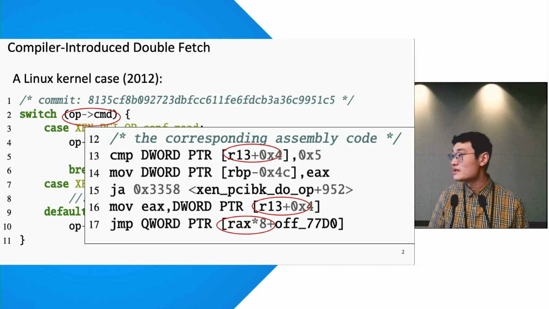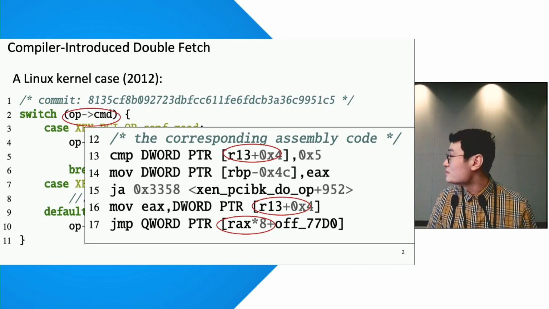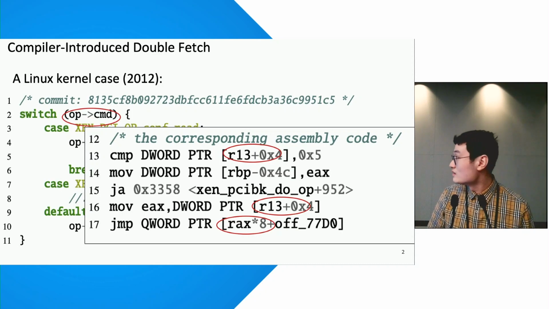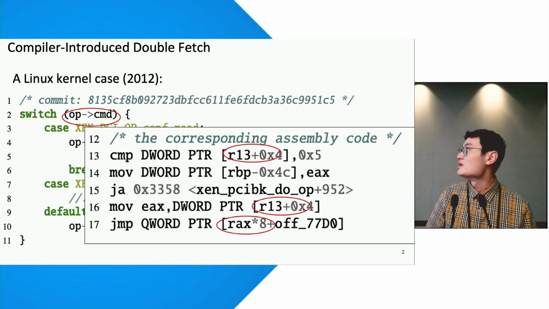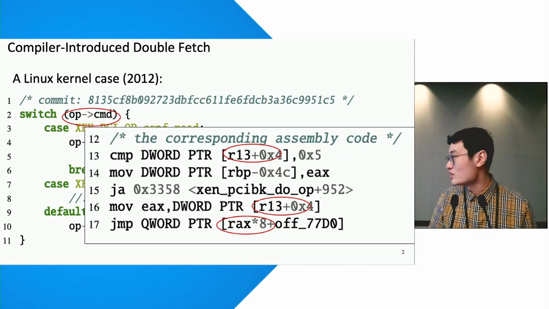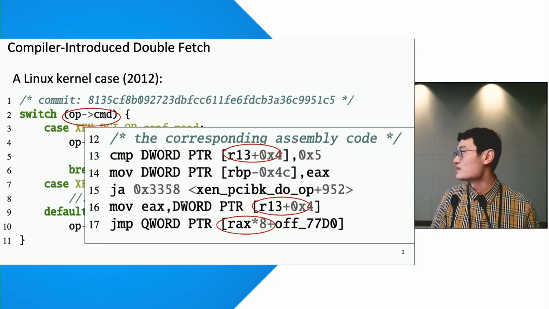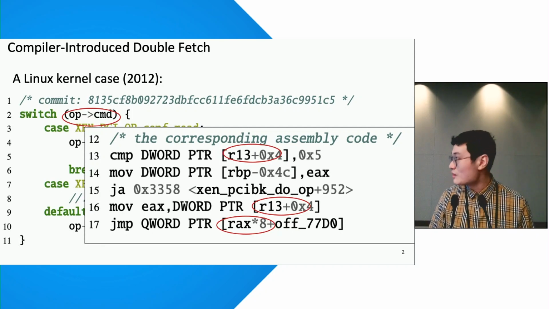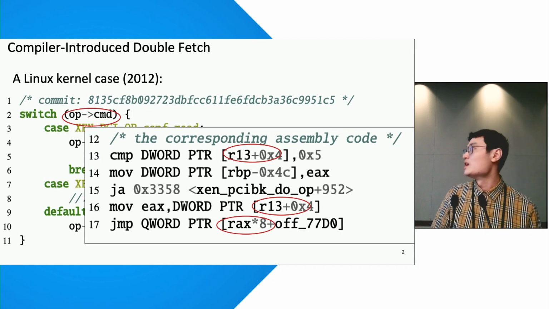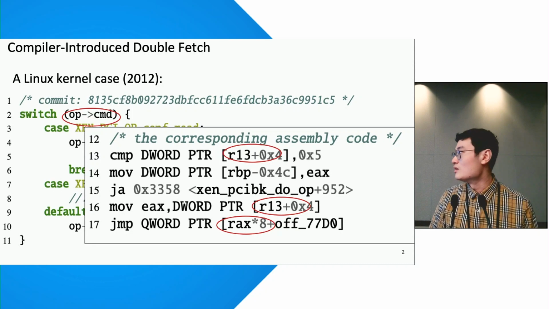In this case, the attacker may modify the object between the two fetches and hijack the indirect jump, as the jump address is calculated based on the second fetch. This double fetch bug is usually considered a concurrency bug, but WarpAttack tries to use this to bypass CFI.